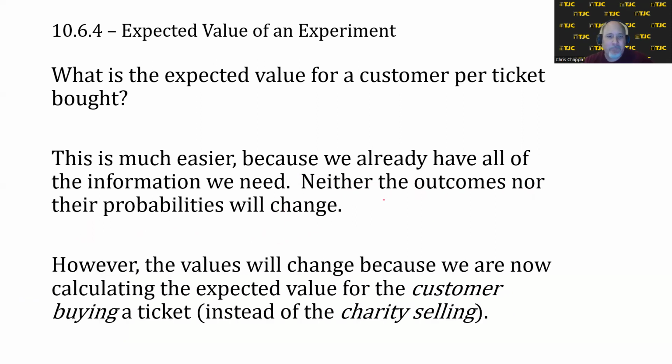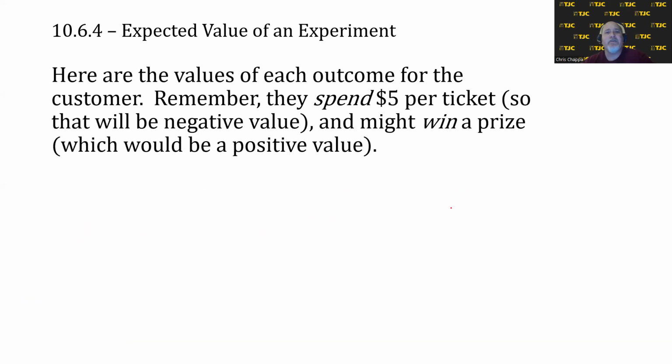Oh, I did fix it here. However, the values will change because we're now calculating the expected value for the customer buying a ticket instead of the charity selling the ticket. But there is a relationship between them, as you'll see momentarily. Here are the values for each outcome for the customer. Remember, they spend $5 per ticket, so that will be a negative value. I might win a prize, which would be a positive value.